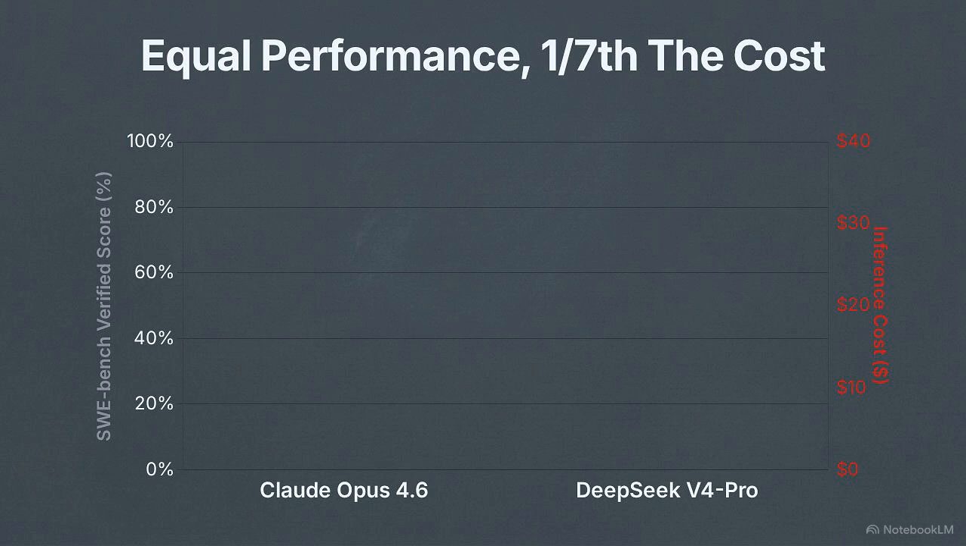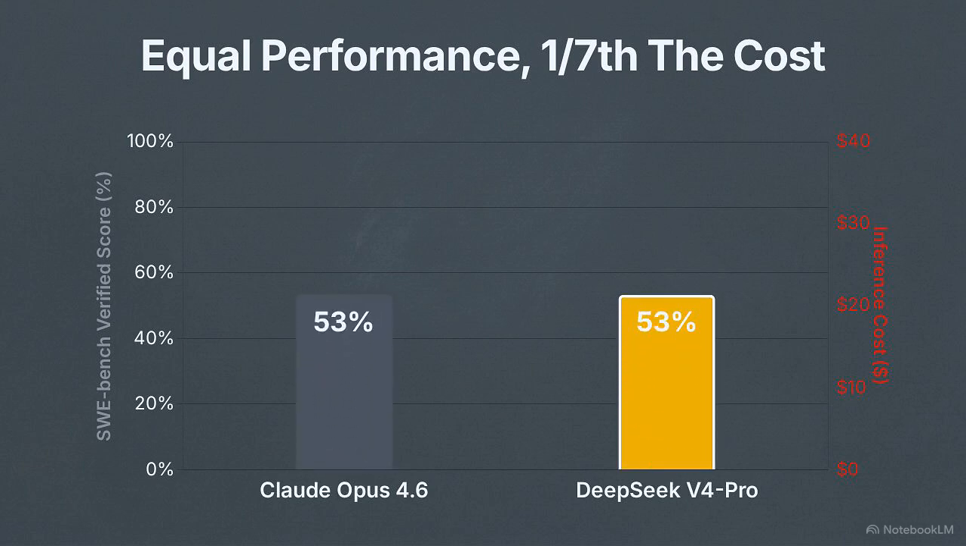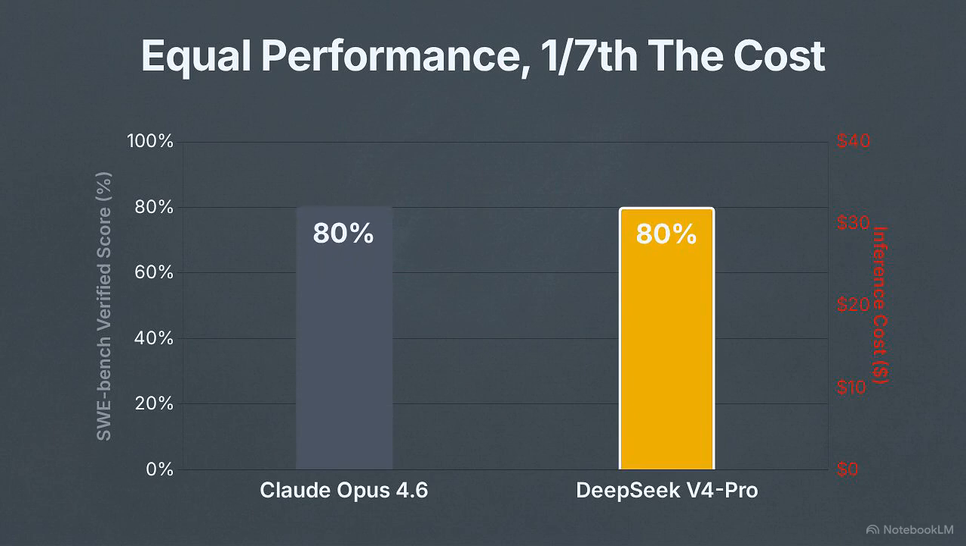On the SWE Bench Verified evaluation, which tests a model's ability to resolve real-world GitHub issues, V4 Pro scores 80.6%. This effectively matches the repository-level engineering performance of Claude Opus 4.6.